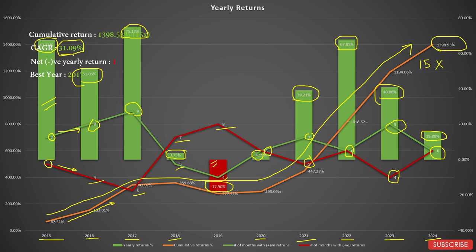Best year was 2017 with returns of 75.12%. Worst year was 2019, the only negative year in the last 10 years with negative returns of minus 17.90%. And the positive to negative year ratio is 9 is to 1, a very, very good positive to negative year ratio. Let's move on to the monthly returns graph.